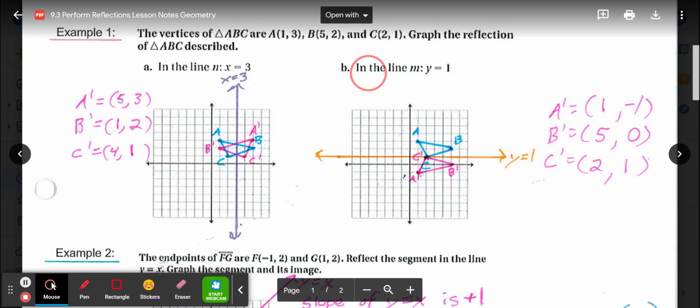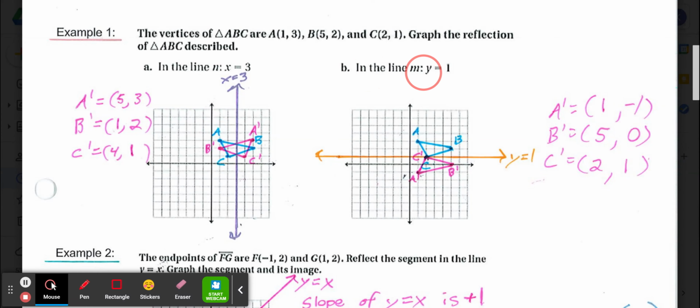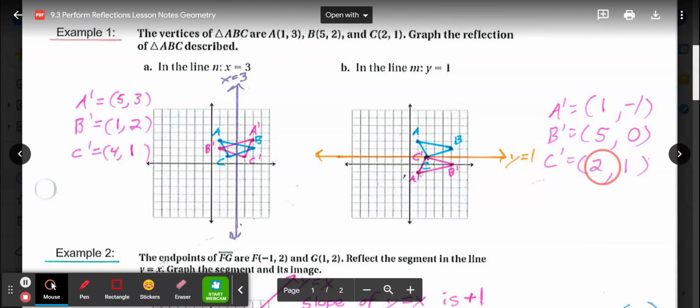In B, we're reflecting triangle ABC in the line y equals 1. So we're reflecting over the line y equals 1, which would be a horizontal line at a positive 1. First we need to graph our original triangle ABC at the points (1, 3), (5, 2), and (2, 1). Right away I notice point C's on the line. So C prime, the reflection of C, is the same point (2, 1).